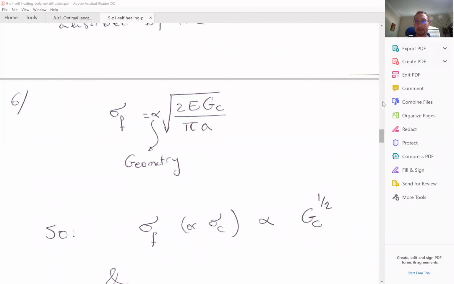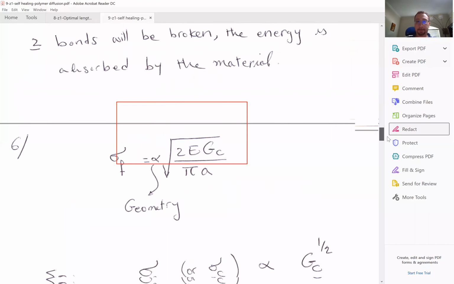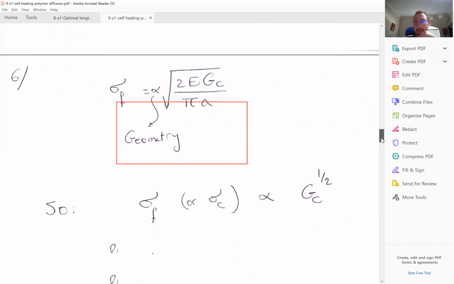Okay, so now if I combine this equation with the equation that we had on page 4, oops, sorry. If I combine this equation with this equation, almost, yeah. That gives me a relationship between sigma F or sigma C, which are the same, which is proportional to the square root of G_C here for a given crack length.